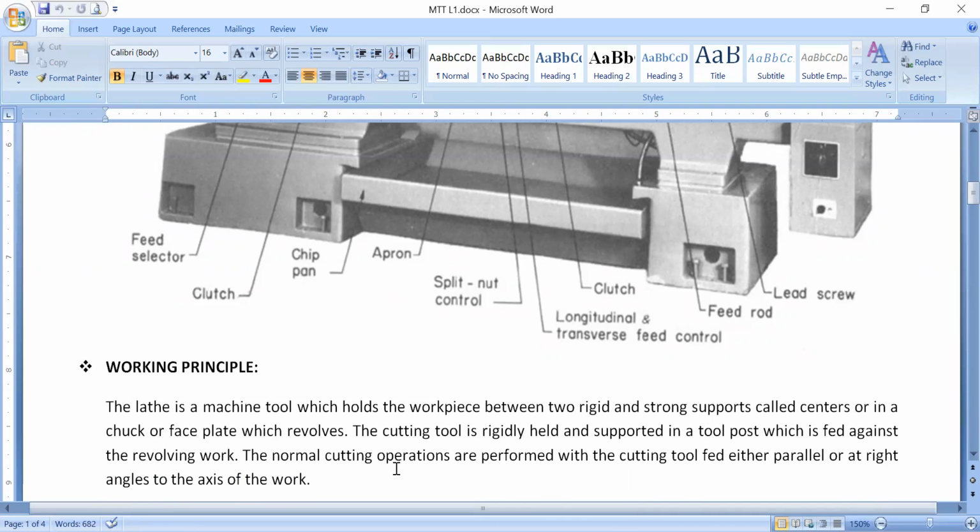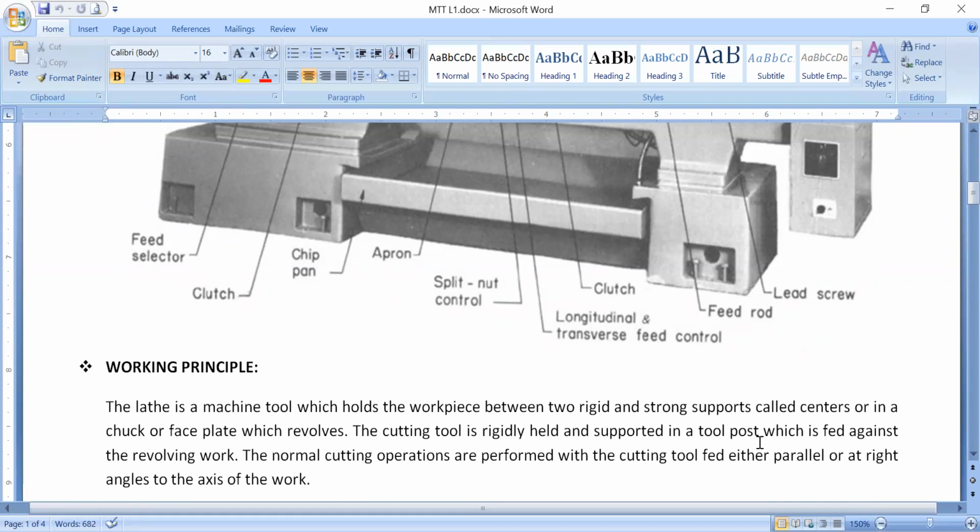So the simplest working principle of the lathe machine is revolving the workpiece, which is fixed rigidly between strong supports called the centers. There are two centers, the headstock and the tailstock, and the revolution is done with the help of the spindle and chuck attachment. The cutting tool is rigidly held and supported in a tool post.